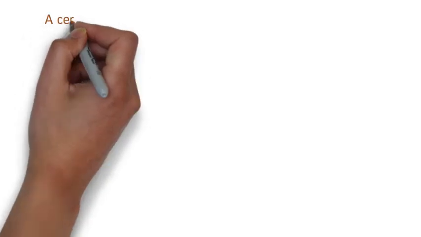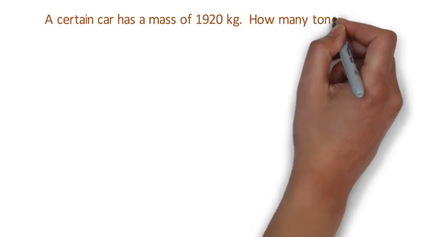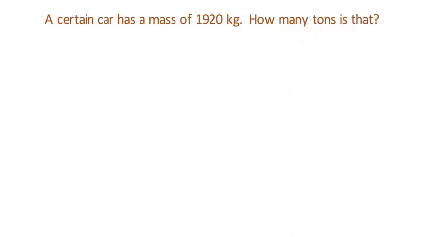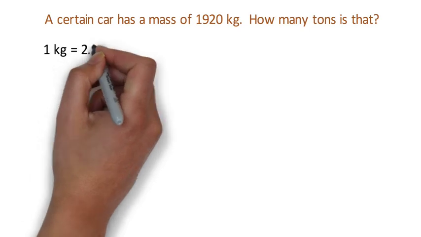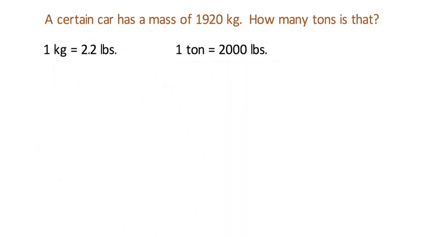A certain car has a mass of 1,920 kilograms. How many tons is that? Just like always, we need the conversion factor before we can solve this, but this time we need two conversion factors. One to convert from kilograms to pounds, and another to convert from pounds to tons. So this is going to be a two-step problem.